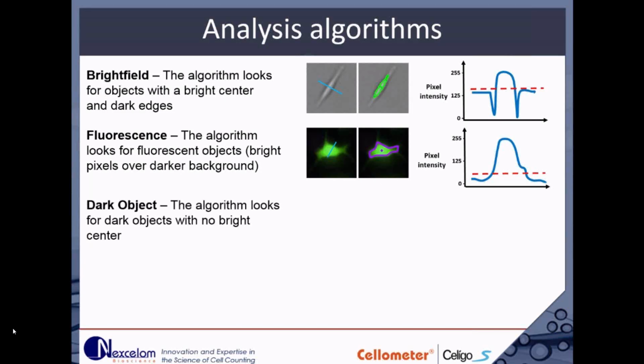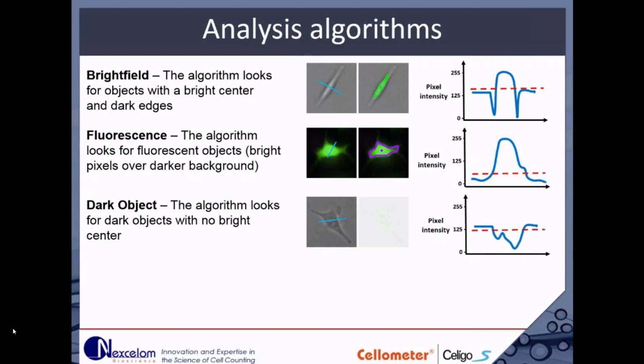The other algorithm I rarely ever use is the dark object algorithm. It's looking for dark objects with no bright center. It's included in the software, but I rarely use it because it can struggle with a lot of objects that are not cells but more debris oriented. But this is what the pixel intensity values would look like if you were to graph them. And then the last one is the texture algorithm.